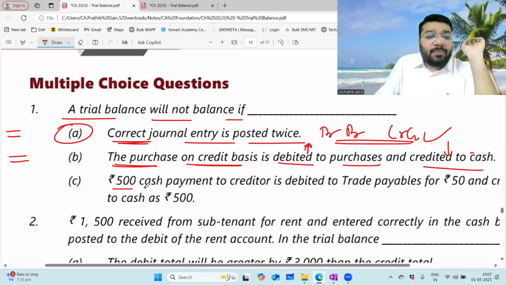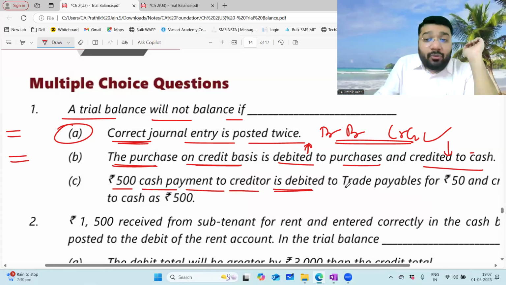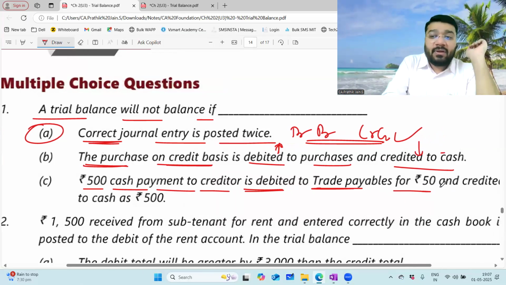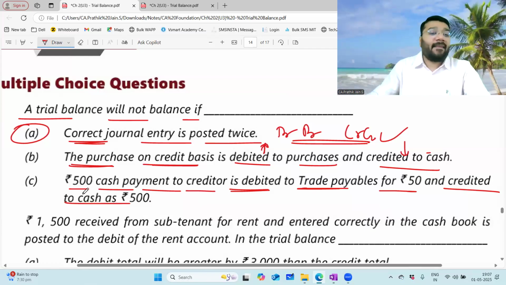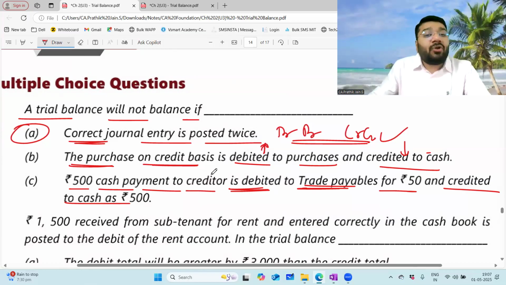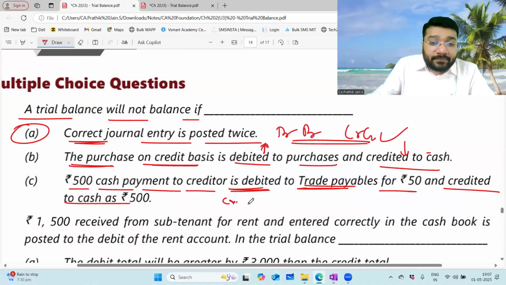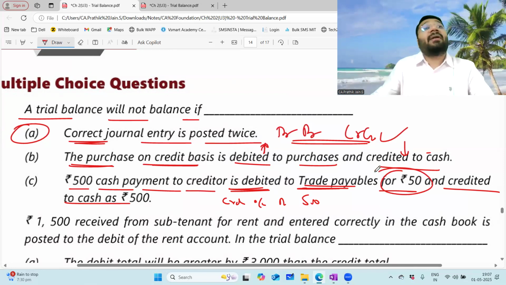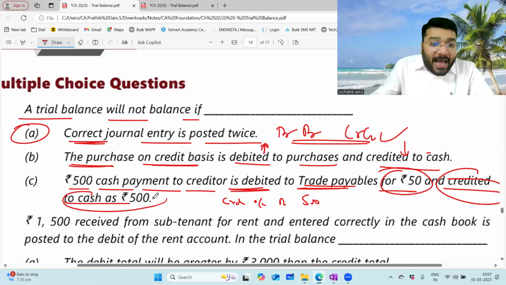C point says that 500 rupees cash payment to creditor is debited to trade payable for 50 and credited to cash as 500. You're making the payment to creditor, so creditor account is debited. How much? The actual payment is 500, but you are debiting 50, and crediting cash as 500.